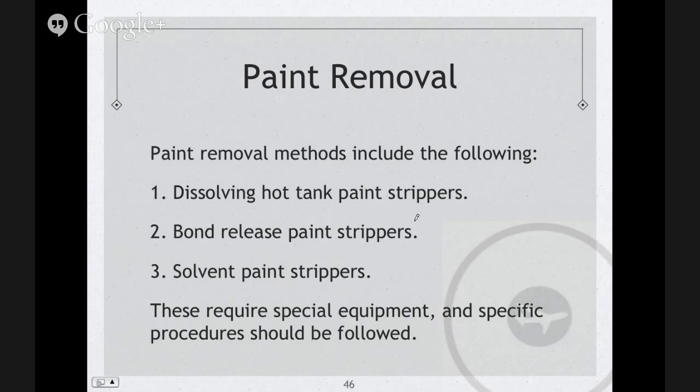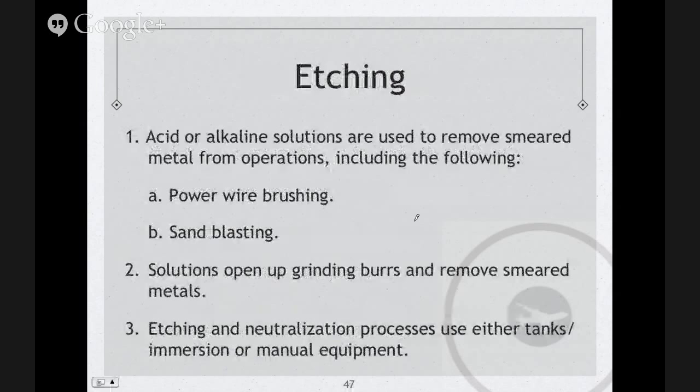So in that case, they would have to acid etch it. So the correct paint removal process would be to strip it, then etching. Acid or alkaline solutions are used to remove smeared metal from operations, including the following: power wire brushing, sandblasting. The solutions open up grinding burrs and remove smeared metals. Etching and neutralization processes use either tanks or immersions or manual equipment.